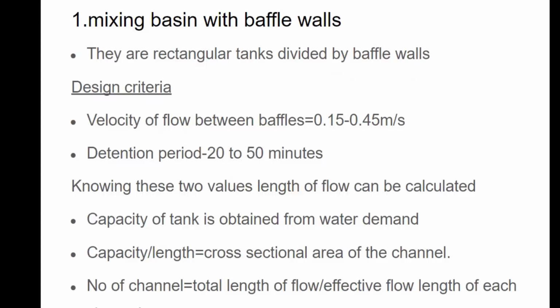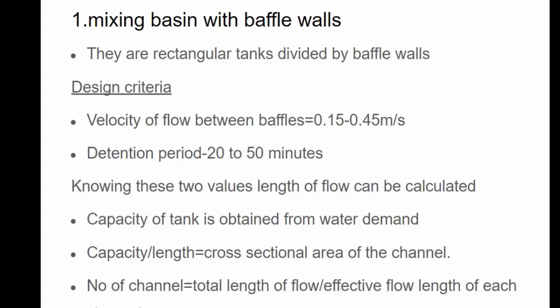First one, mixing basins with the baffle walls. They are rectangular tanks divided by baffle walls. This is the main component of a clariflocculator, and these are the design criteria we have to understand. First one is the velocity of flow between the baffles.